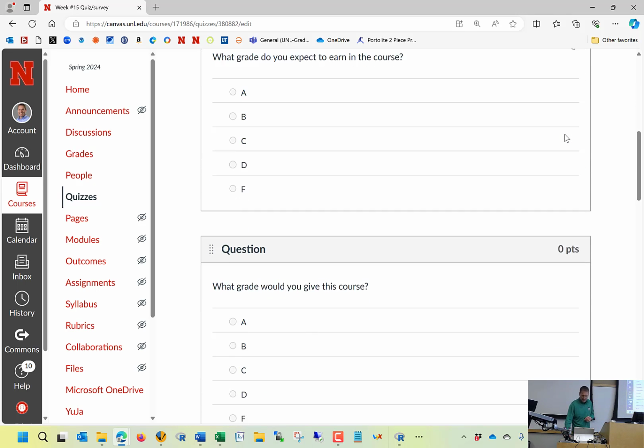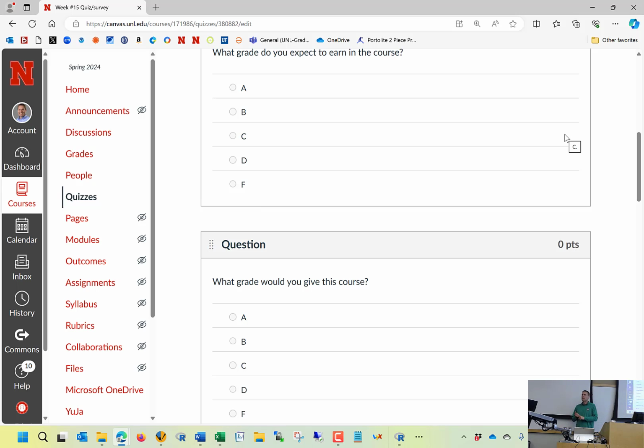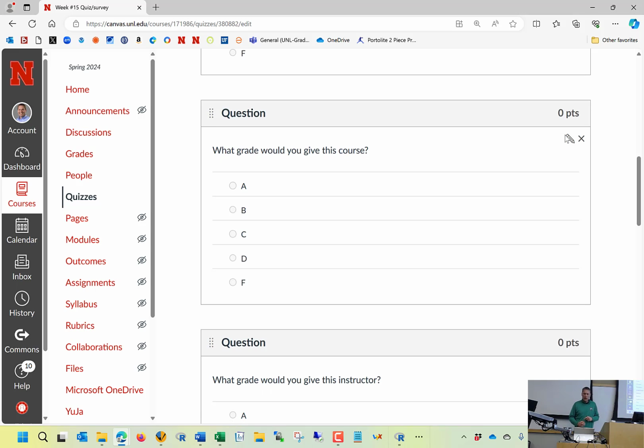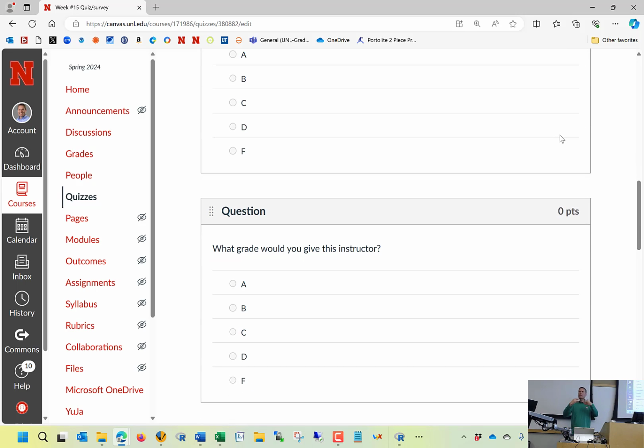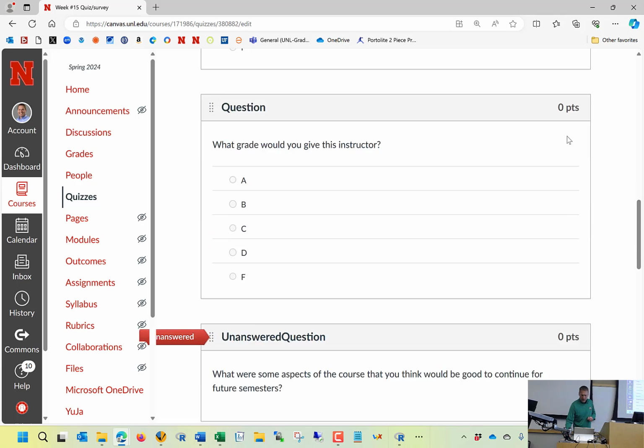So, first question simply, what grade do you expect in this class? Second question, what grade would you give the course, in terms of the topic and stuff like that? The third question then is, what grade would you give me as an instructor? A, B, C, D, or F? And then I have some other questions.